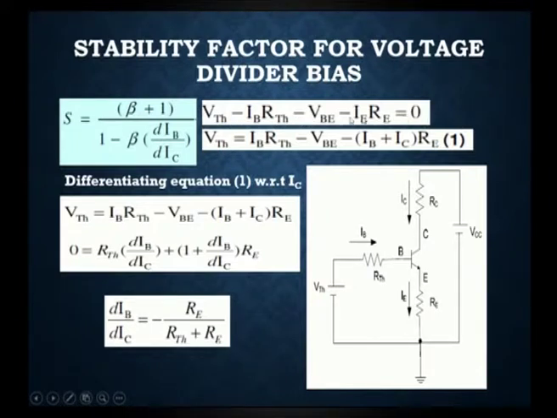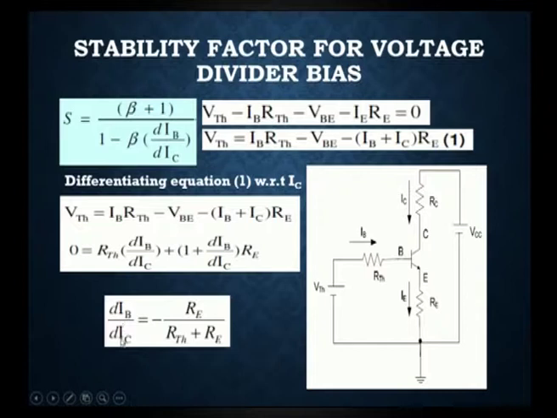This is the expression that we got. From this, if we apply IE as IB plus IC, the expression looks like this. Considering this as equation 1 and differentiating it with respect to IC, it becomes like this. We have to rearrange this equation, keeping dIB and dIC on the left-hand side, so that we get minus RE divided by (RTH plus RE) as the expression for dIB divided by dIC.